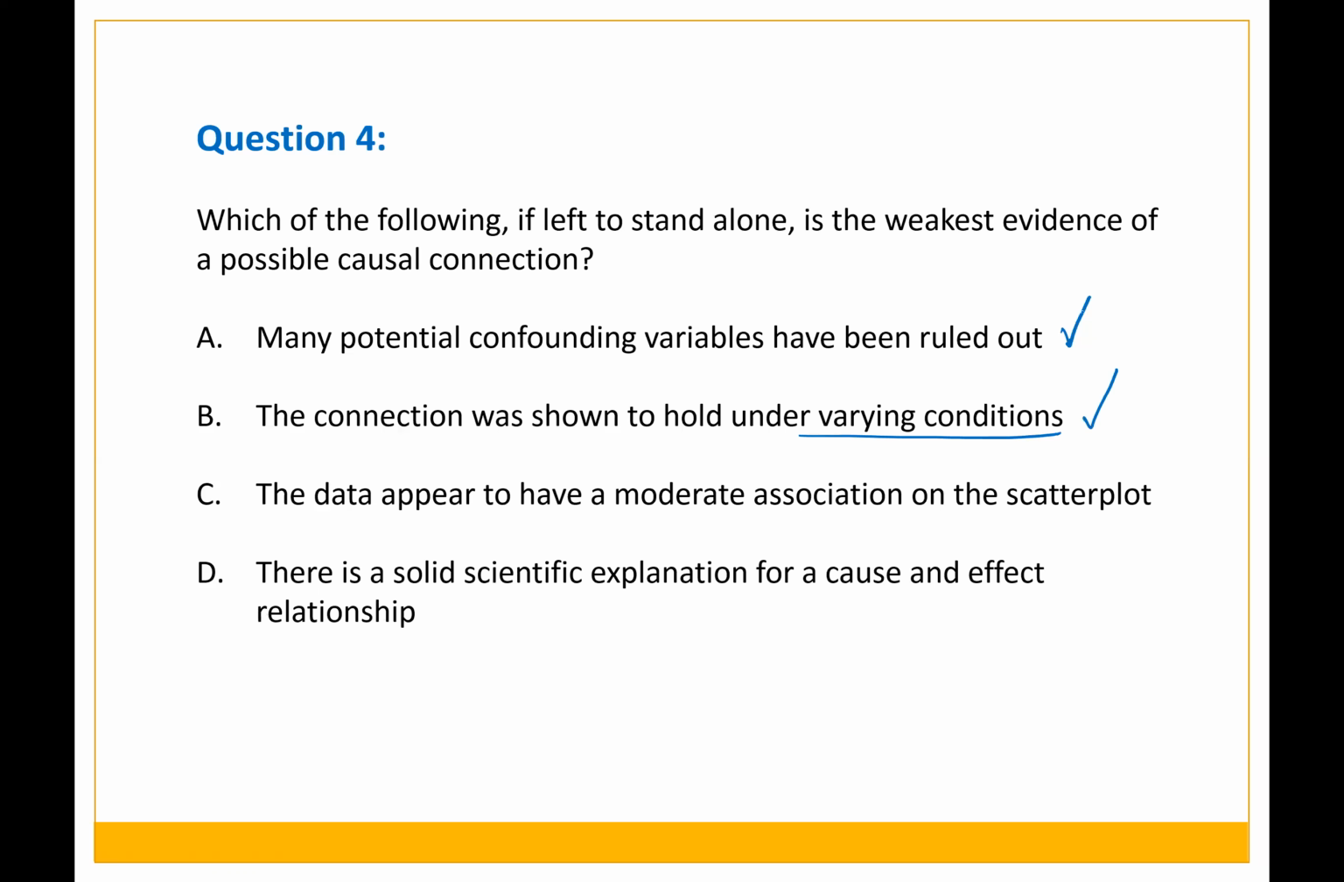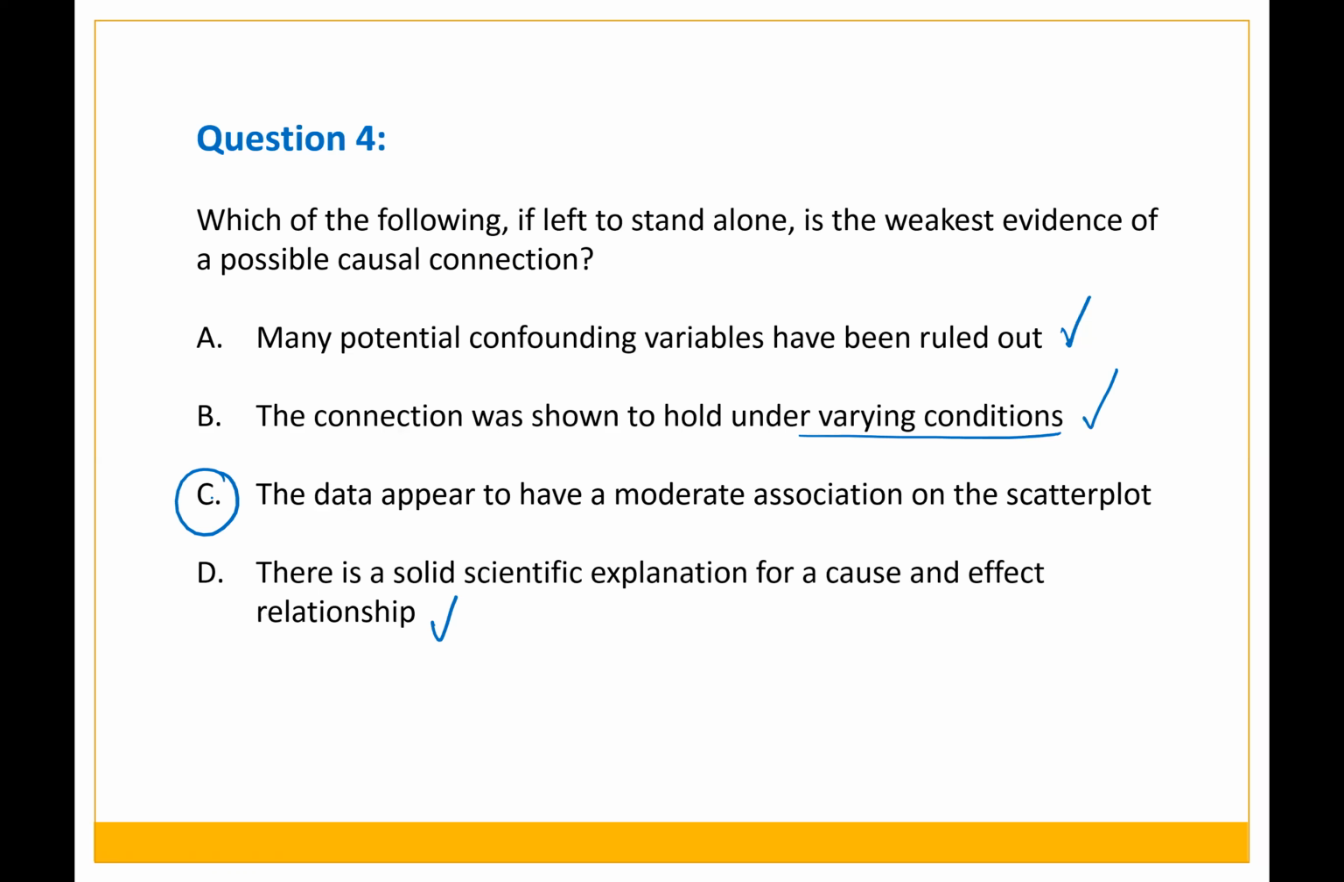C, the data appear to have a moderate association on the scatter plot. Well, the moderate association might make sense, so I keep it there. Now let's read D. There's a solid scientific explanation for a cause and effect relationship. This is definitely strong evidence, so the answer is C.